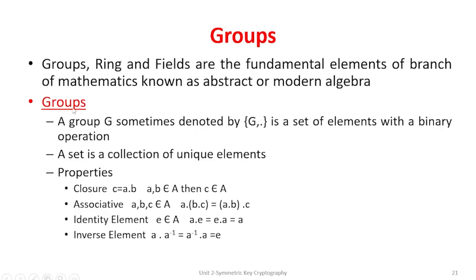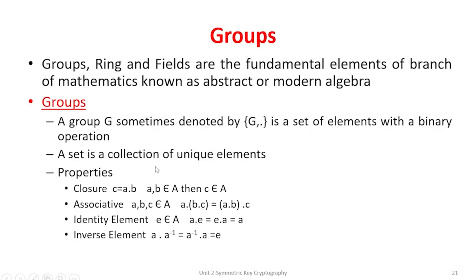So first, we are going to understand the group concept. A group is denoted with the letter G, sometimes as G dot. Here dot is a mathematical operation which is performed on a set. These operations should be binary operations. There are basically four binary operations available: addition, subtraction, multiplication, and division.